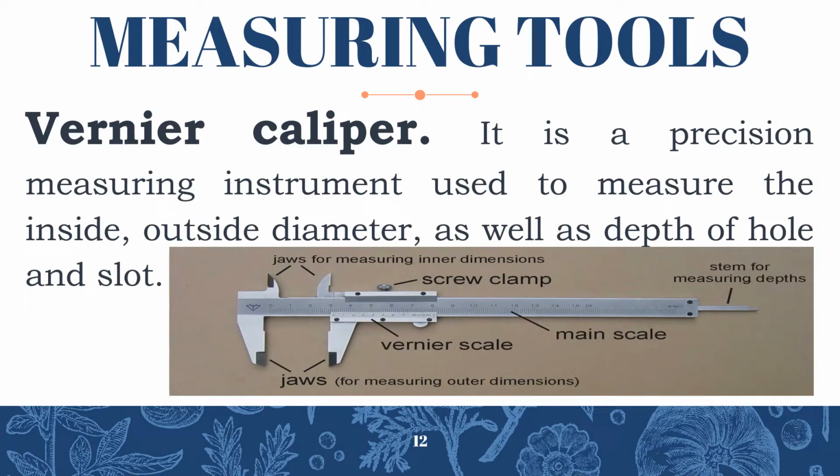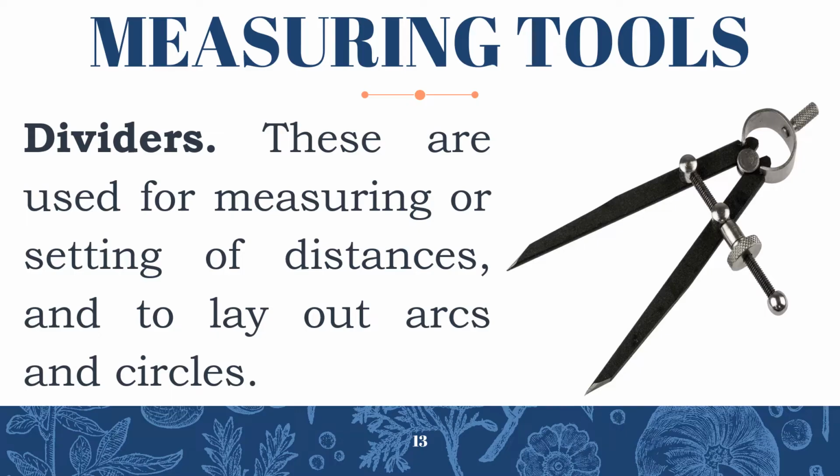Another measuring tool is a vernier caliper. It is a precision measuring instrument used to measure the inside and outside diameter, as well as the depth of a hole and slot. Last example of measuring tool is the dividers. These are used for measuring or setting off distances and to lay out arcs and circles.